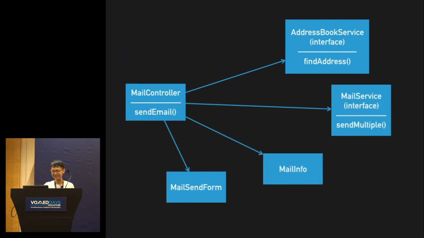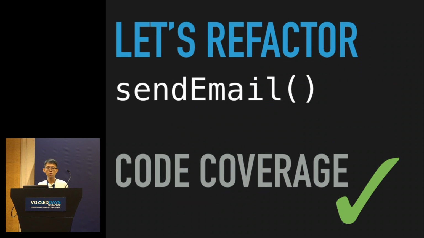Yeah, long method, yes. So in this code, a quick overview, you have a mail controller. It depends on the address book service, which is the context. It depends on the mail service to send an email. It depends on the mail info, which is a domain object that is constructed for use by the mail service. And mail send form is the form that from the UI side will do a binding and then pass it over to the controller. In the mail controller, there is a method called send mail action. So we have code coverage and send mail.